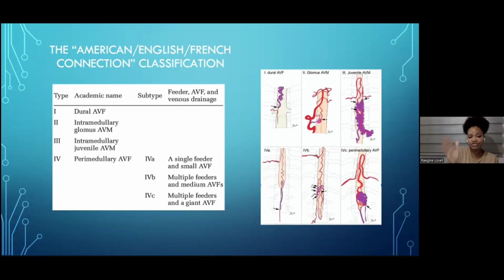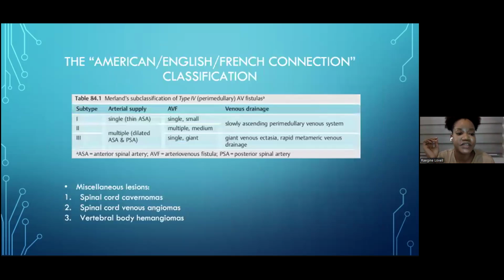Type 4 has 3 subsets, A, B, and C, and this table just summarizes how they are classified. Subset A is single and thin, the AVF is small, and the venous drainage is a slowly ascending perimedullary venous system. For subset B, the AVF can be multiple, medium-sized, and also has a slowly ascending perimedullary venous system, whereas subset C is single, giant, and the venous drainage is a giant venous ectasia with rapid metameric venous drainage.